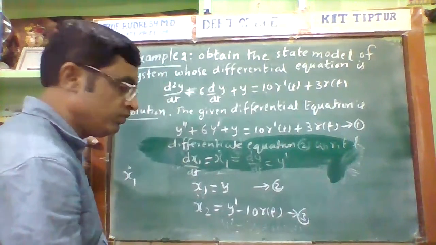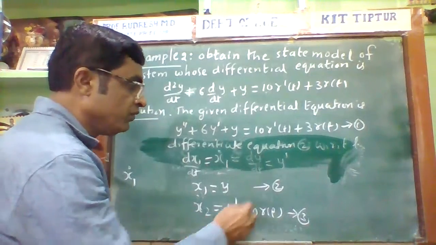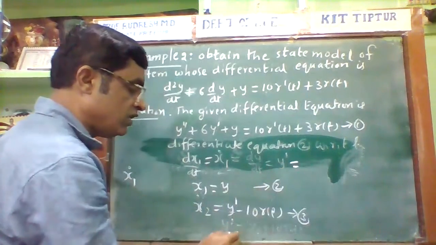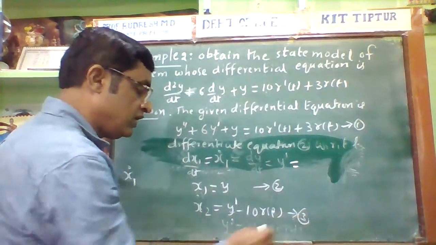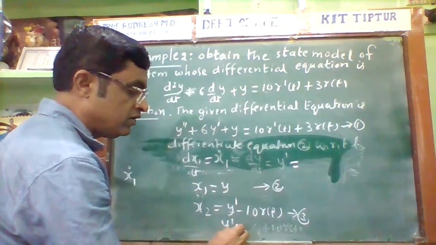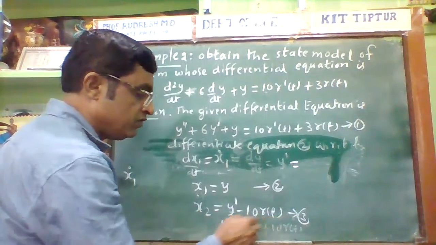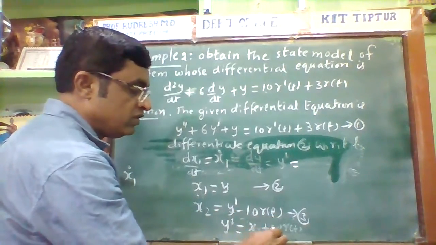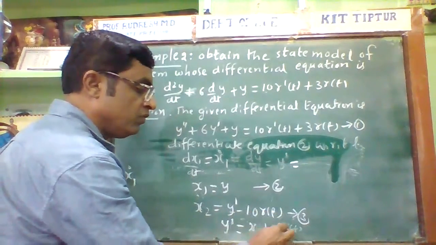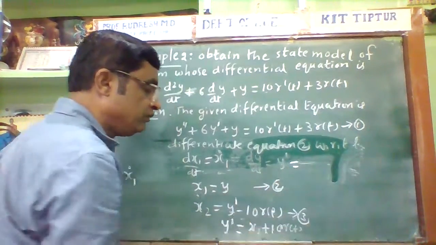10 into, if I want to find out the y dash. So now what is the value of y dash here? From equation 3, y dash is equal to x2. If I take this term to the left hand side, then the negative becomes positive: 10 into r of t.